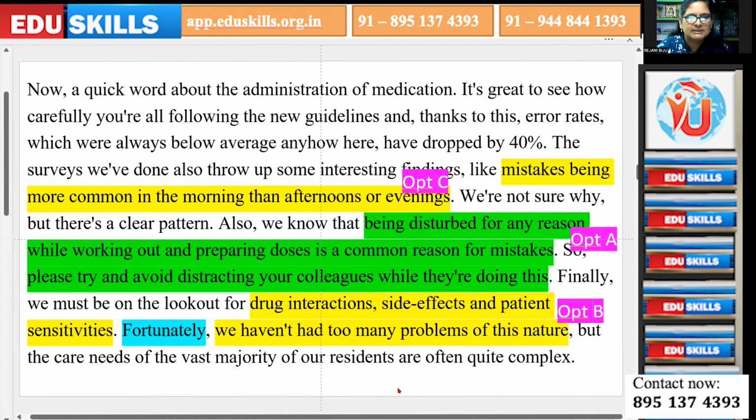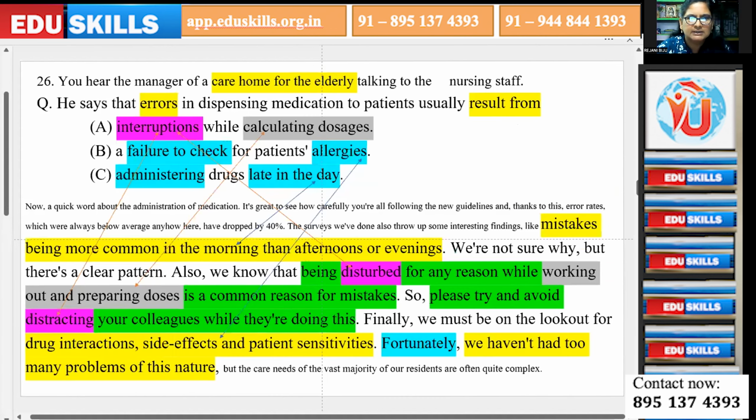Again, option B is telling drug interaction, side effects, and patient sensitivities. And there is an expression, fortunately. That means we haven't had too many problems of this nature. So option B is about that particular thing, and that is not the answer. So here you can see interruptions. The words used in the audio are disturbed, distracting. All are the synonyms of interruption, right? And again, interruption in what? In calculating dose. Here it is telling working out and preparing doses. So that is calculating dosage.